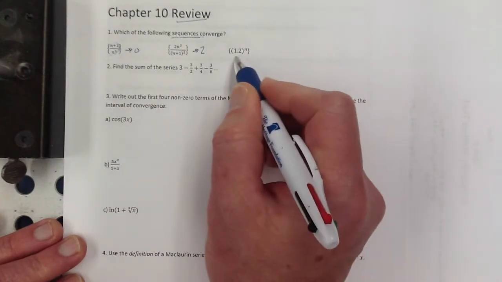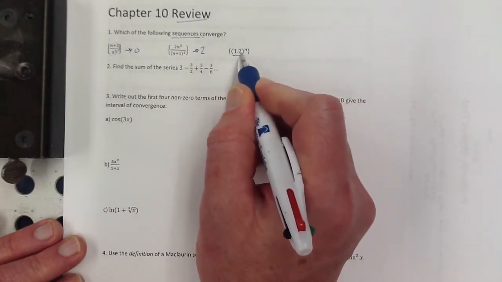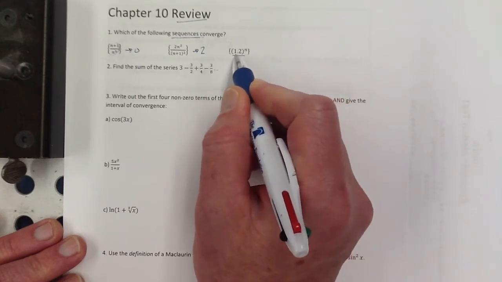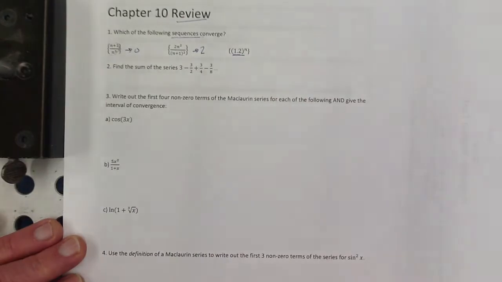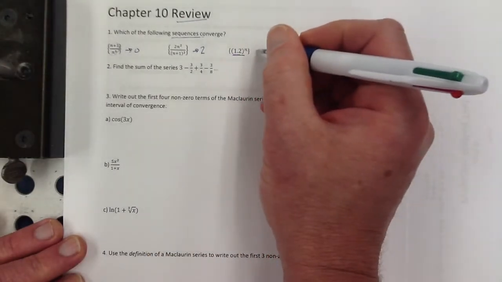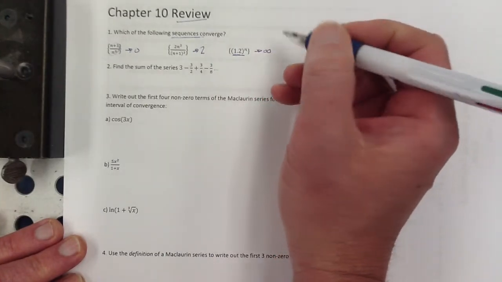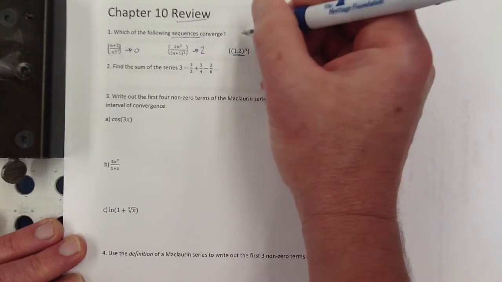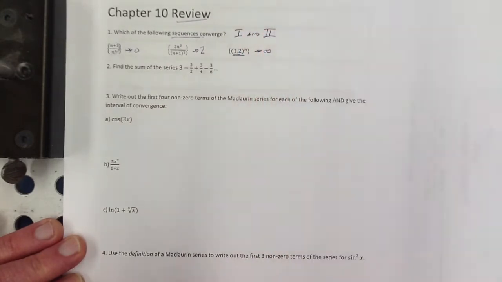And then this would actually be a geometric sequence, and since the r is bigger than 1, the r is 1.2, right? You're multiplying by 1.2 more and more times here. Since that's bigger than 1, that's going to blow up and go to infinity. So that does not converge. So which of the following converge? Let's say the first one and the second one.